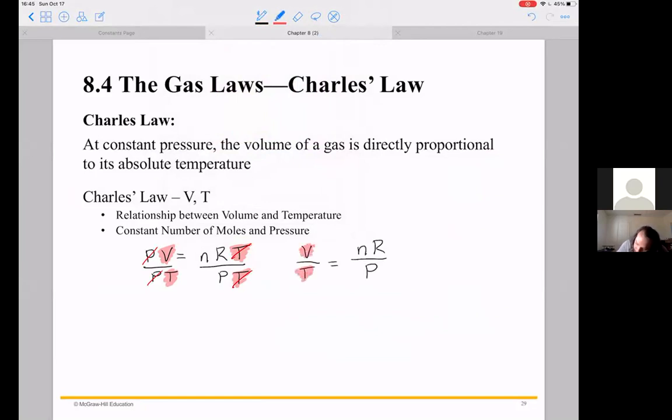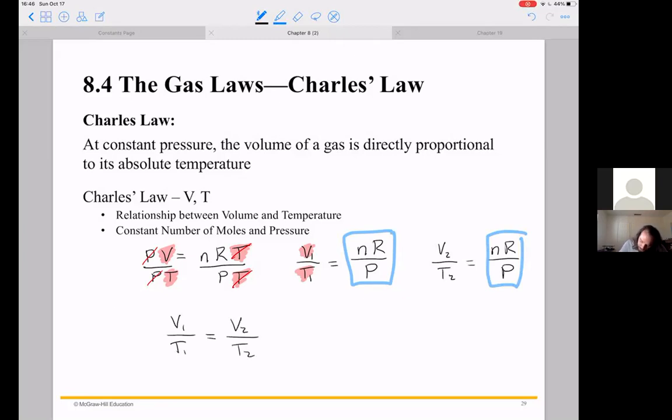Again, these were being varied, and everything over here is being held constant. So that means before I make any change, it's whatever constant value it is. But also after I made the change, that NR over P would still be that same value. So Charles' law is V1 over T1 equals V2 over T2.